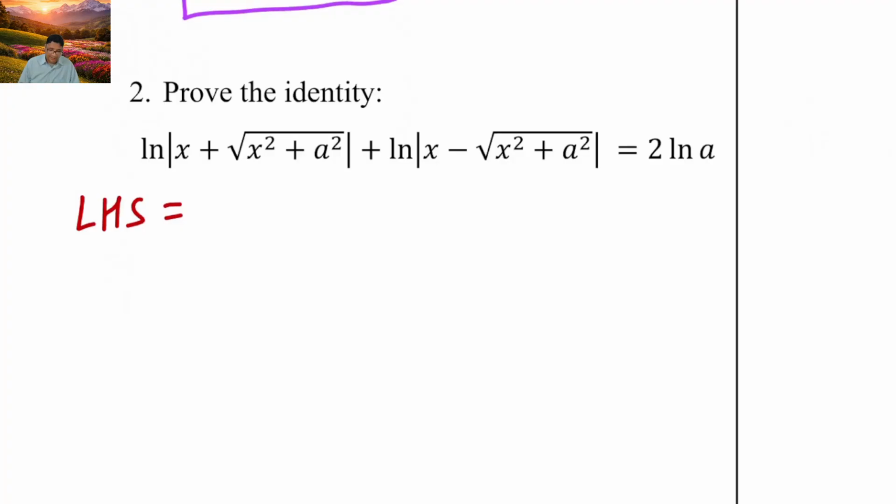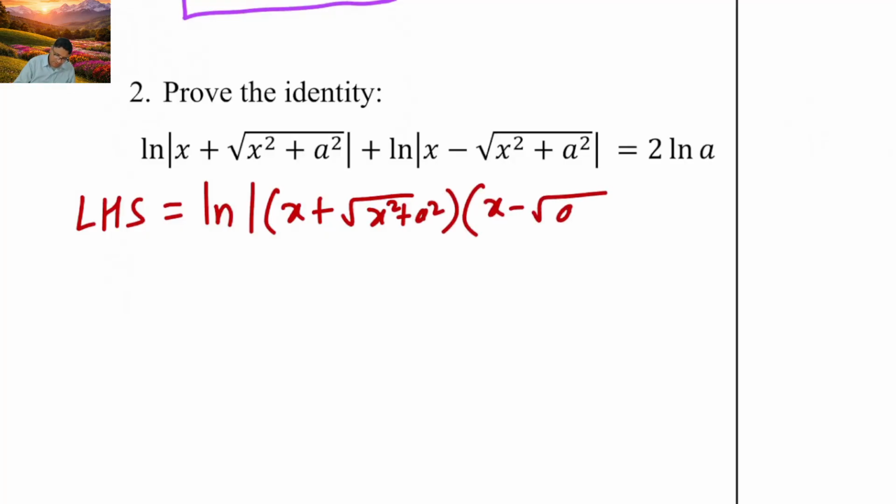So on the left side, I have that expression: ln something plus ln something. In my mind, that immediately triggers the property. What is the property? The product rule. If you are adding ln A plus ln B, you can as well multiply them. So x plus under root x square plus a square and x minus under root x square plus a square can be multiplied, and you put that in a parenthesis. Put that in an absolute bar.